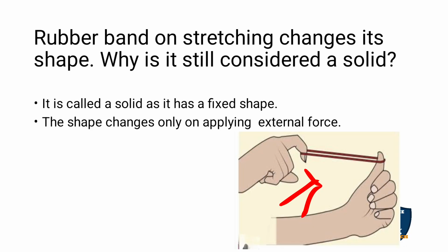So the shape changes. How does it change? By applying an external force. Here the person is applying force to stretch. Due to stretching only, the rubber band changes shape. So the rubber band is a solid.